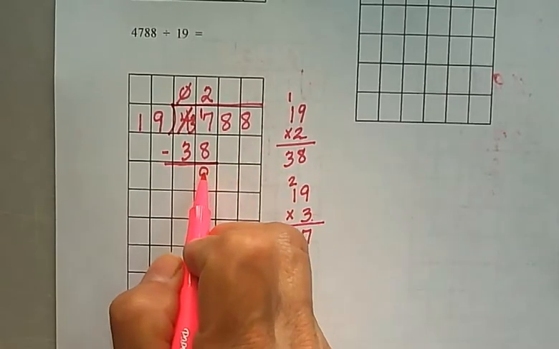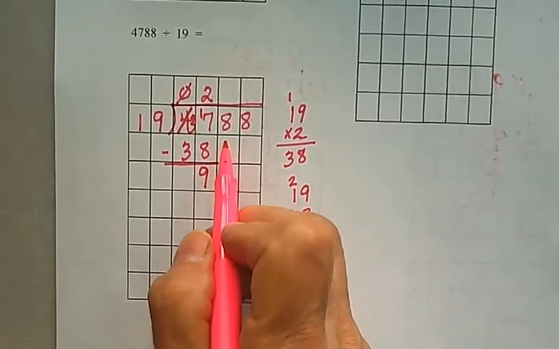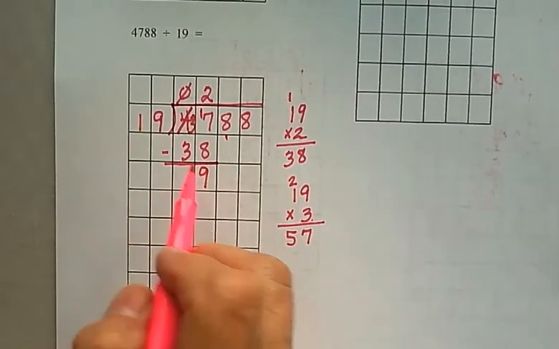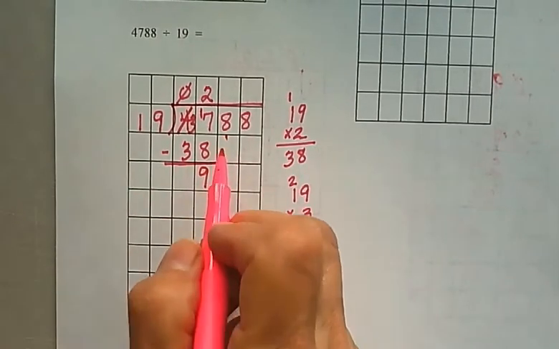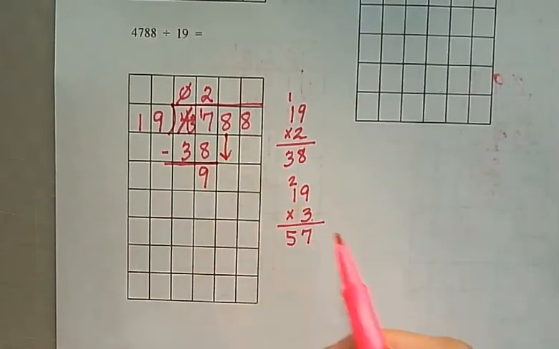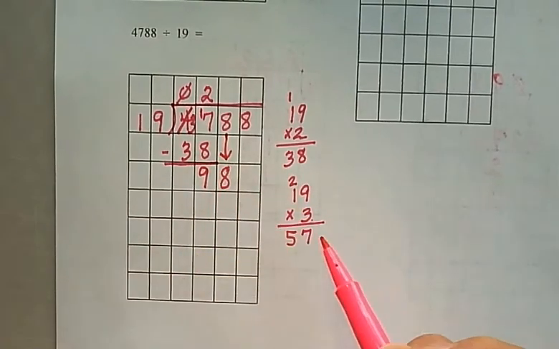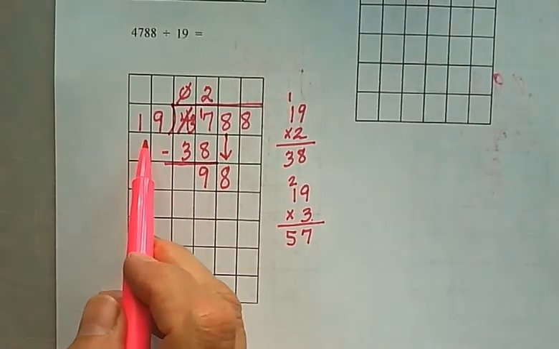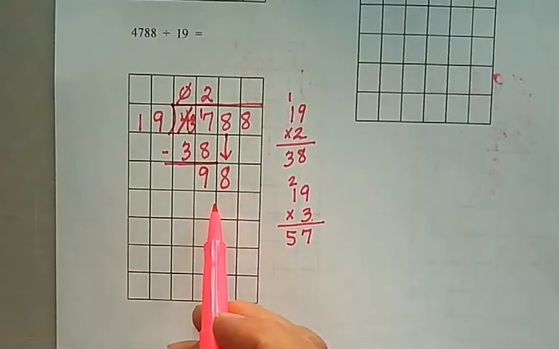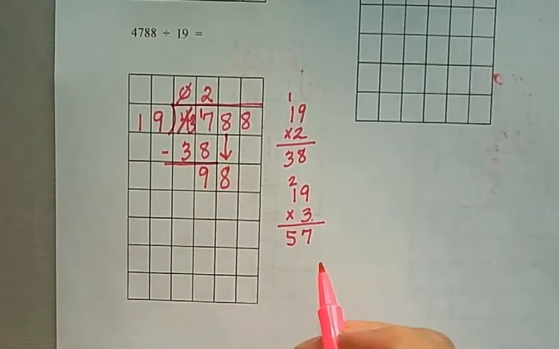17 minus 8 is 9. 3 minus 3 is 0. Now we check. Is 9 smaller than 19? It is. Bring down my 8. 98. All right. Well, again, this is close to 20. 20 will go into 98 maybe 4 times, maybe 5 times.